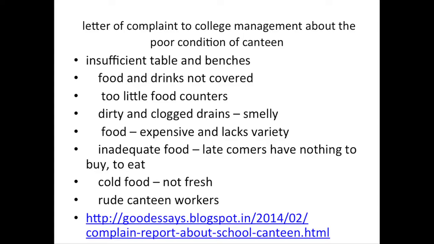cold food, food is not fresh, and rude canteen workers. So, write a letter to the management, perhaps to the principal, perhaps to the person who manages the canteen, and address it and include all these points. Discuss your answer in pairs and groups.